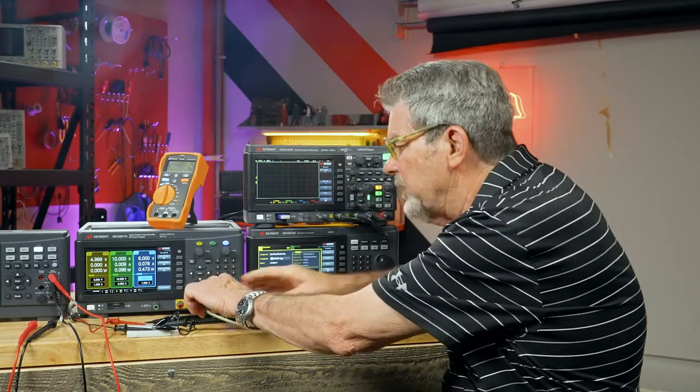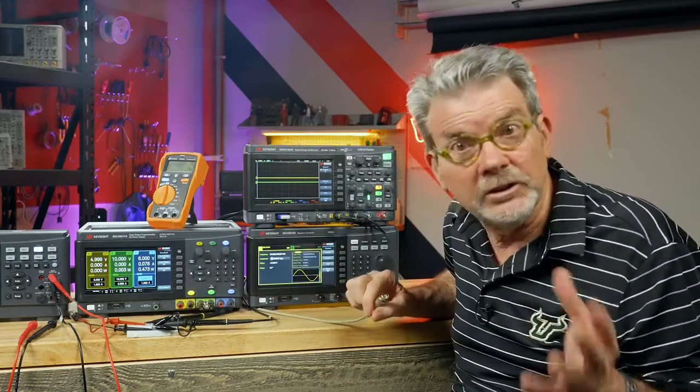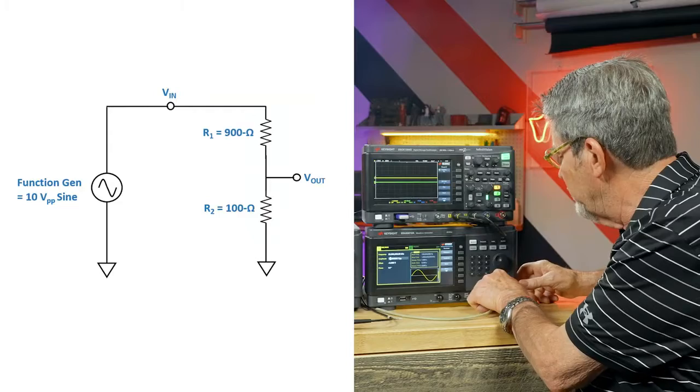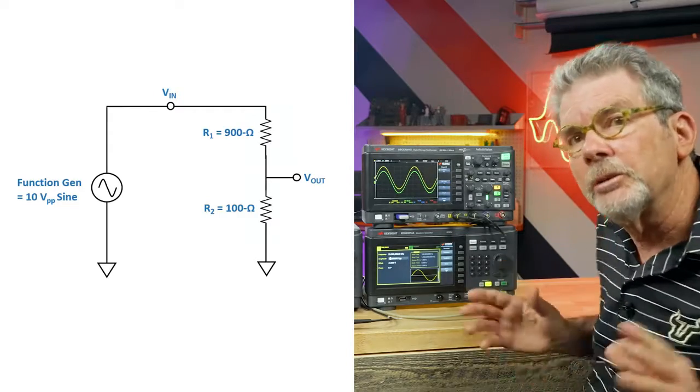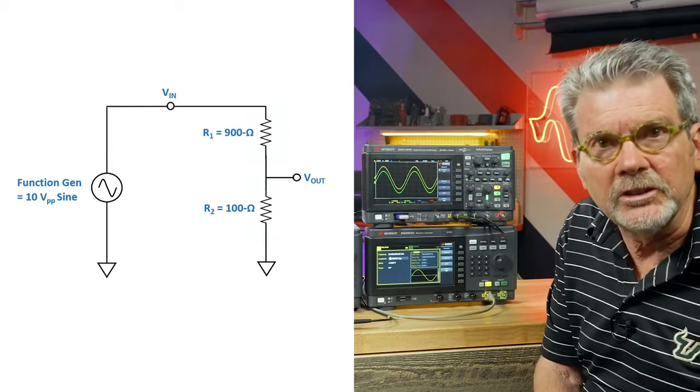I'm going to now disconnect the DC power supply from my resistive divider circuit and plug in the function generator, which I've already set to generate a 10 volt peak-to-peak signal, 20 kilohertz sine wave.